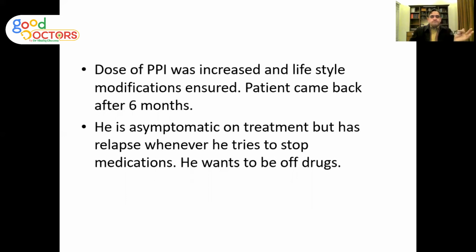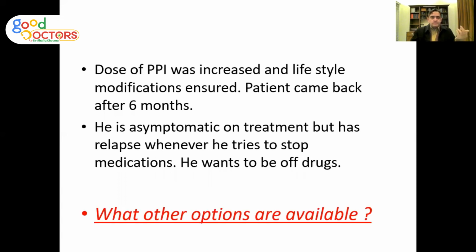So in our patient, we increased the dose. Lifestyle modification was further ensured. The patient came back after 6 months. He's asymptomatic on treatment, but whenever he tries to stop the treatment, he relapses, and he wants to be off the drug. You will encounter these patients who are not satisfied with the need to continue with the drugs for years and years. So what are the other options if drugs are not working or the patient does not want to take medication for a long time?